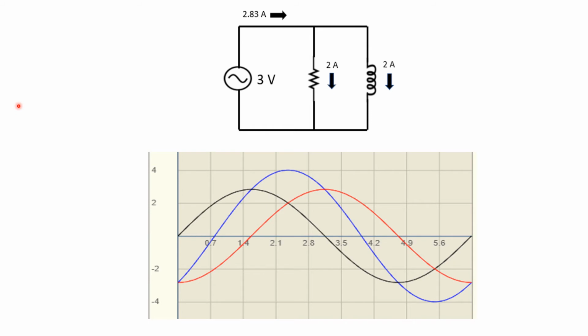Now let's look at a source with both a resistor and an inductor in parallel. This will simulate a motor load on the feeder by causing the source current to lag the applied voltage. Here are the waveforms. The current in the resistive leg in black is in phase with the applied voltage, which isn't shown in this diagram. And the current in the inductive leg in red lags the resistive current and the voltage by a quarter of a cycle.